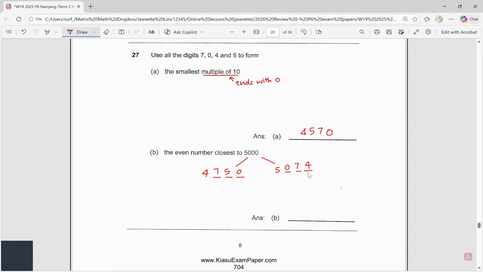Okay, so which one is closer? 4750. To get to 5,000, you need to add 250 to get to 5,000. For this, you have to take away 74 to get 5,000. So which one is closer? It will be this. Okay, 5074. Because the difference is smaller.